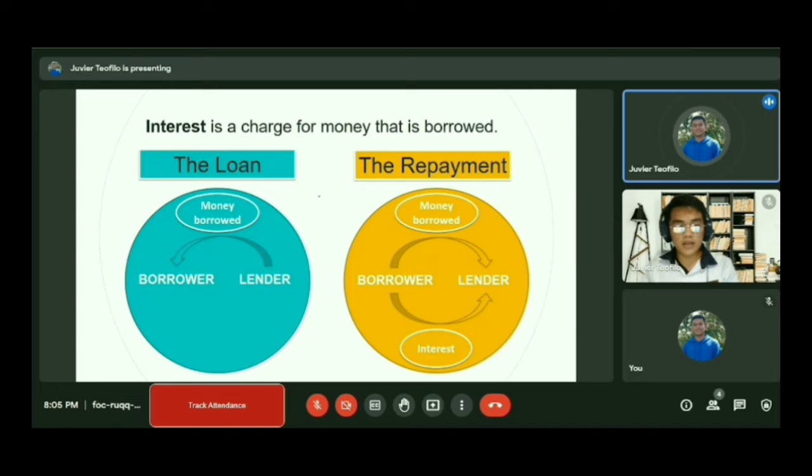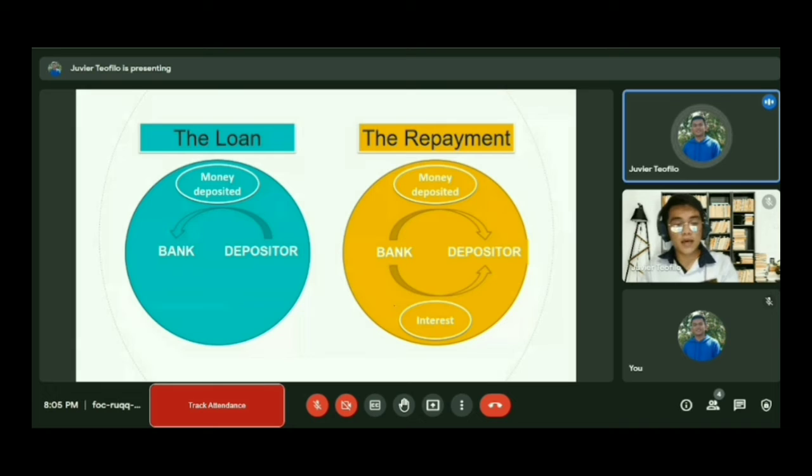Now, I have here an illustration of the loan and the repayment. This illustration is person to person. The lender lends money to the borrower in a loan, but in the payment process, the borrower pays the lender with an interest amount. The second illustration is depositor to bank. If you are the depositor, you deposit a large amount of money in a bank, and in the payment process, the bank pays you with an interest. The more money you deposit in the bank, the more interest you have.